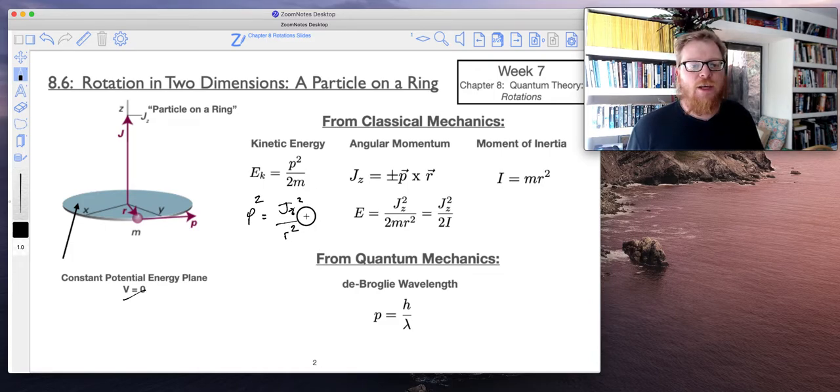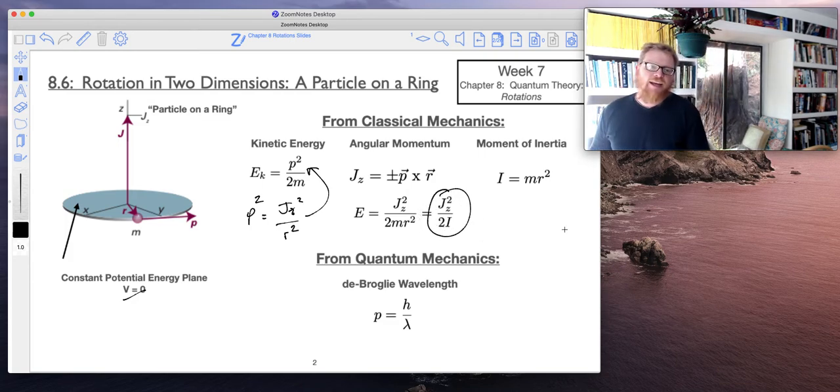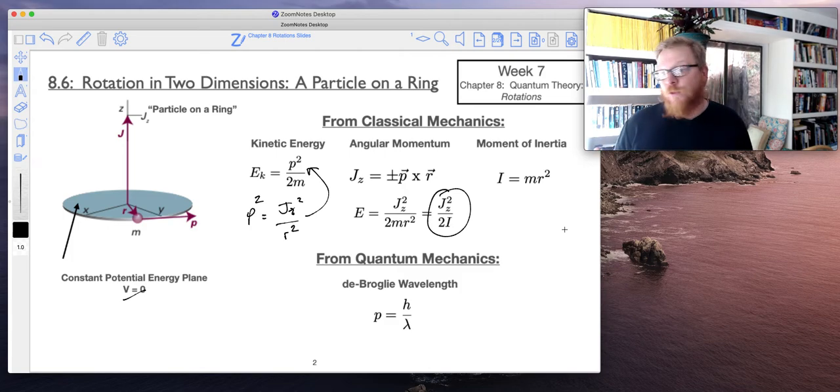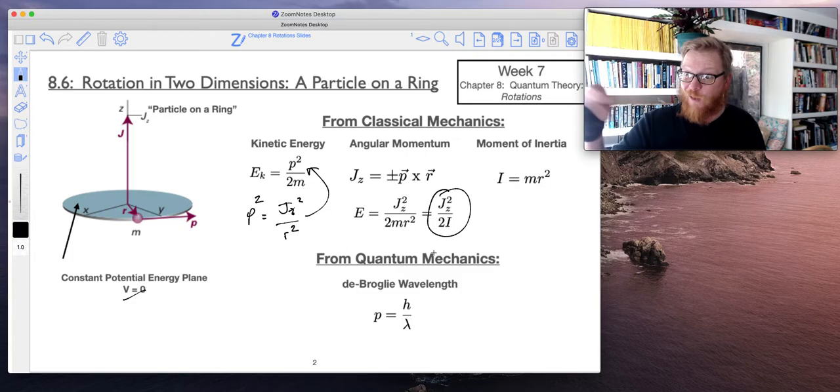So I substitute that result in, and I get the following. The energy is now going to equal the angular momentum squared divided by 2mr squared, and we know mr squared is the moment of inertia. So we're going to see this as our kinetic energy for this particle on a ring, Jz squared divided by 2I. And we should keep in mind that this is still all classical. We haven't put any quantum stuff on this. This is just a particle spinning right round, baby, right round.